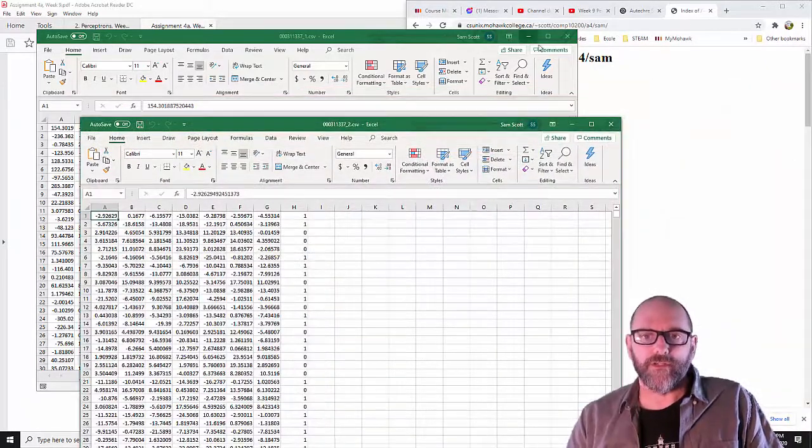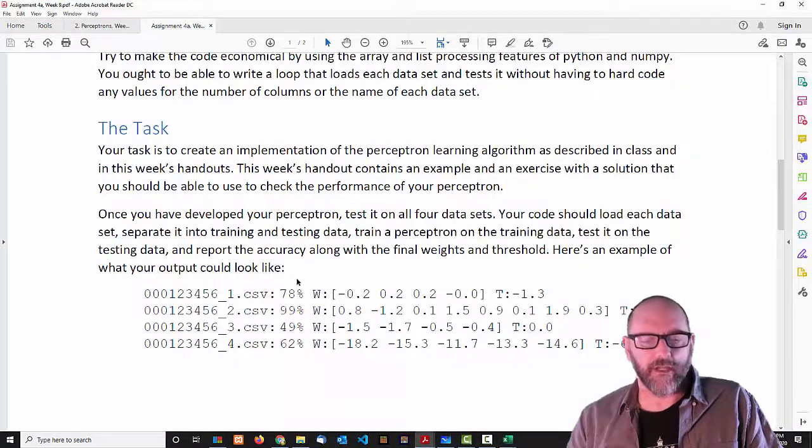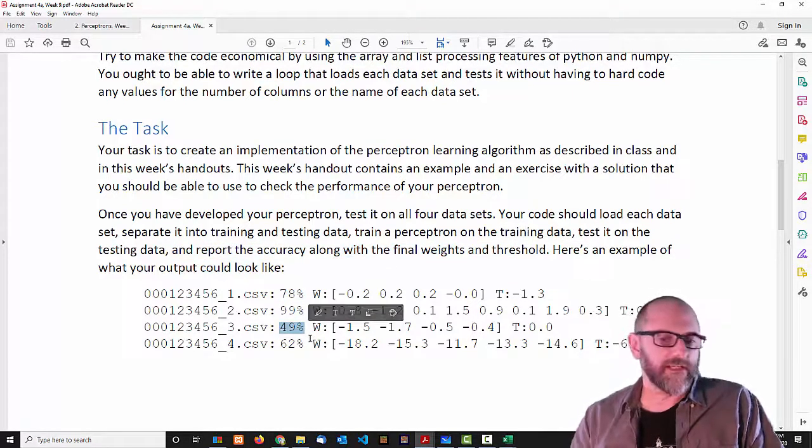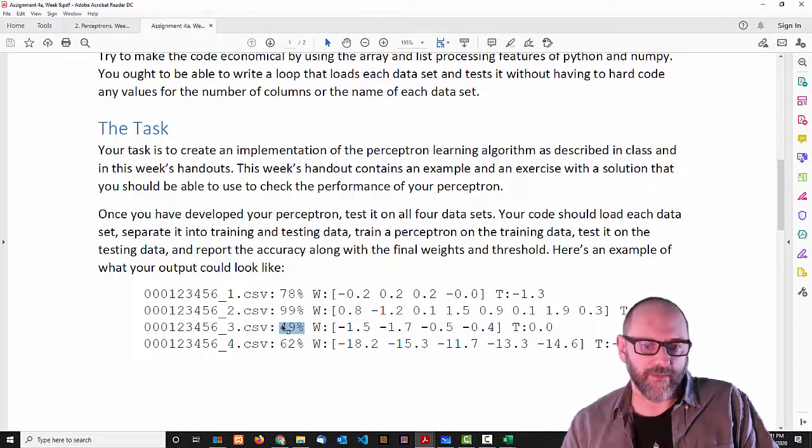And what I want you to do is get those 4 files and read them all in, initialize your perceptron between each one, and then tell me how well it did. So separate into training and testing data, train the perceptron on the training data, test it on the testing data, and report the accuracy. Okay, and you'll get results that look a bit like this. There's going to be at least one data set in here that you can't do much better than a coin flip with.